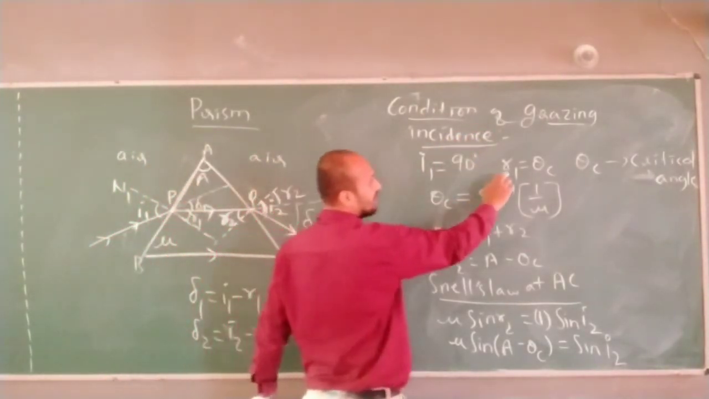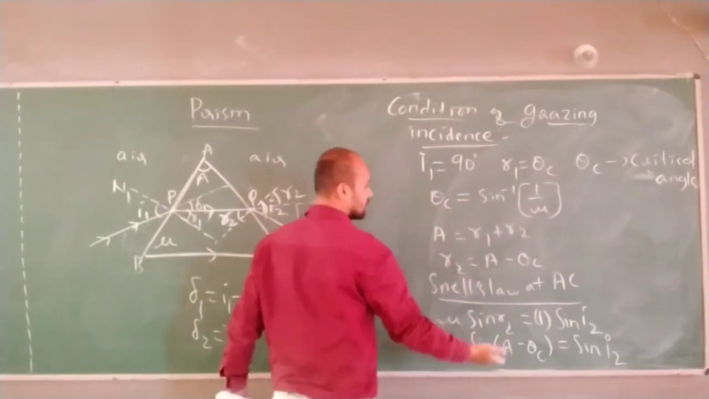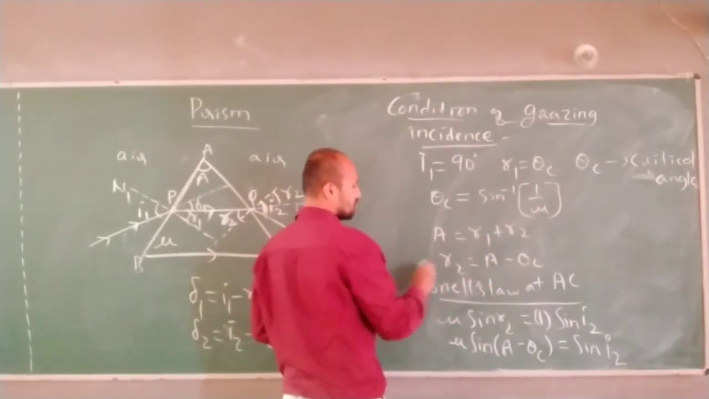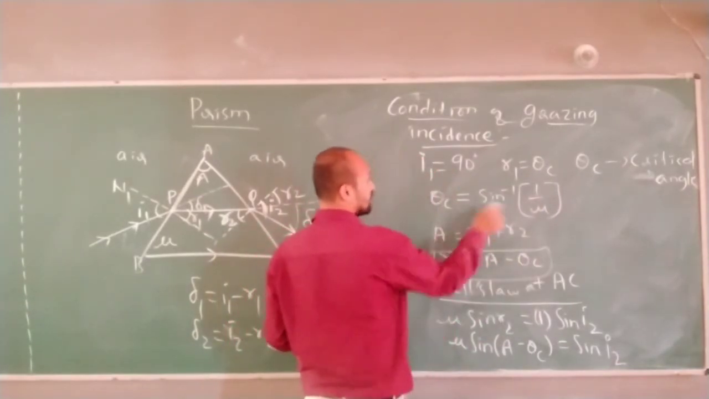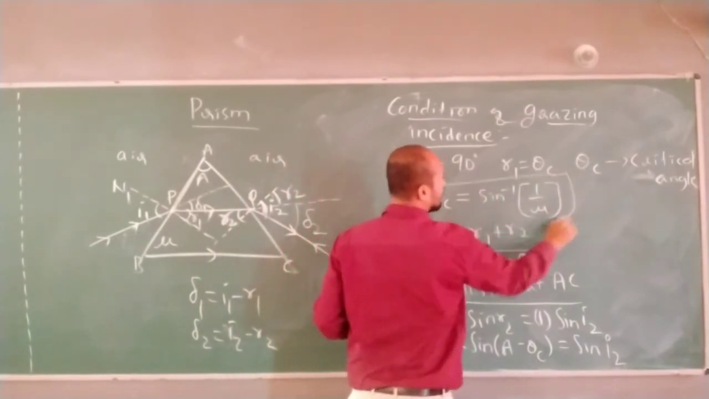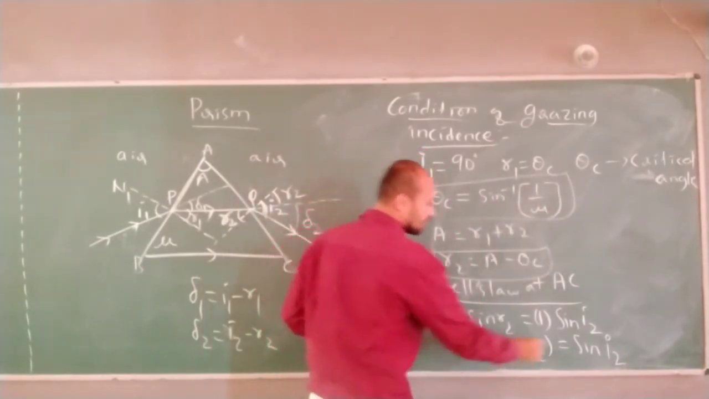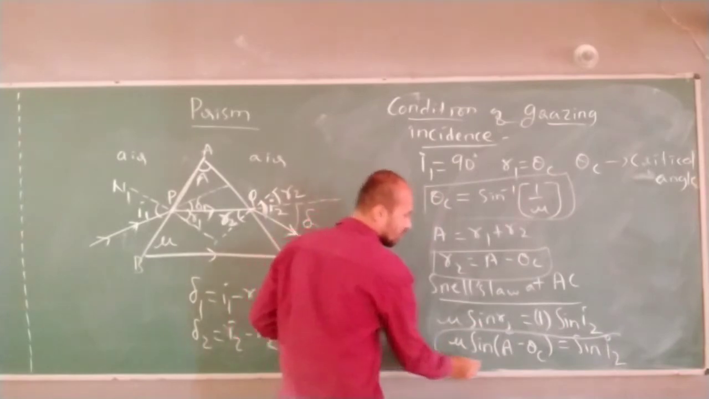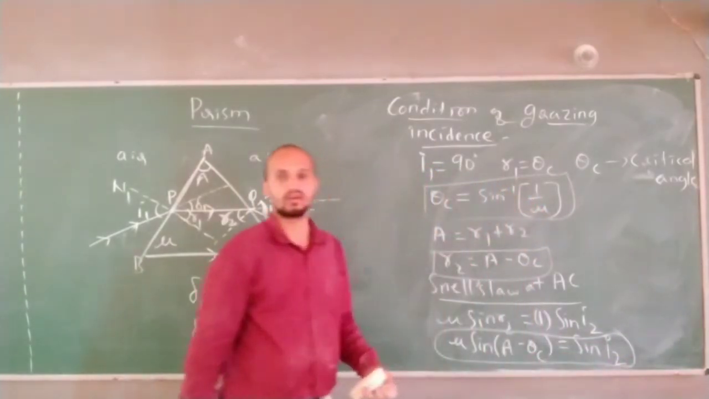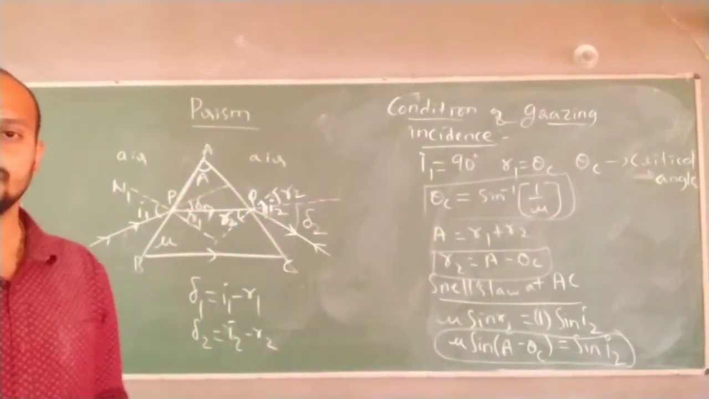These are the results which are going to happen for the condition of grazing incidence. If I1 becomes 90 degree, these are the things which are going to happen. R2 value I found out, R1 value I found out, that is theta C, then I2 value I found out. All the angle values I found out. Got it now?